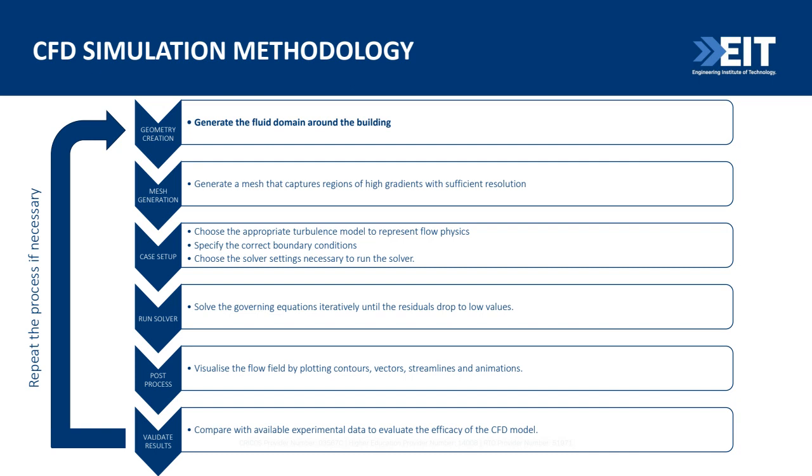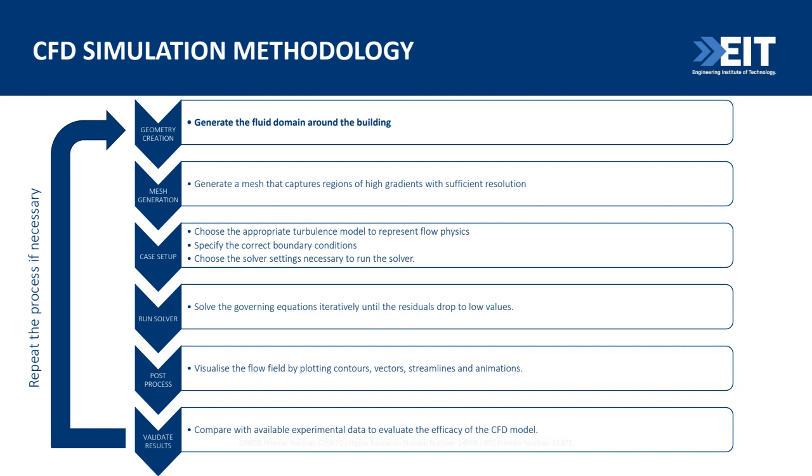So the first step in any CFD simulation is to create a virtual geometry of the problem you are trying to solve, whether it be flow past a building or flow past a car or flow past an aircraft. You need to create a virtual geometry and generate the fluid domain around the building. I'll show you how we do that when we get into the demo.